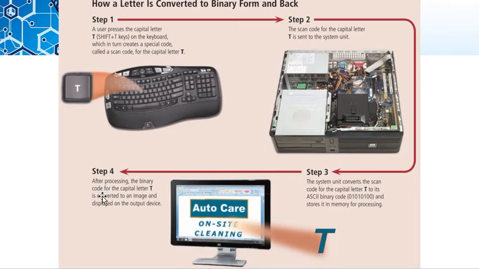Then step 4, after processing, the binary code for the capital letter T is converted to an image and displayed on the output device. So you can immediately see it on the monitor. So if you look at the process, whatever was clicked on the keyboard, those symbols or characters must be converted into binary. This is the ASCII binary code.